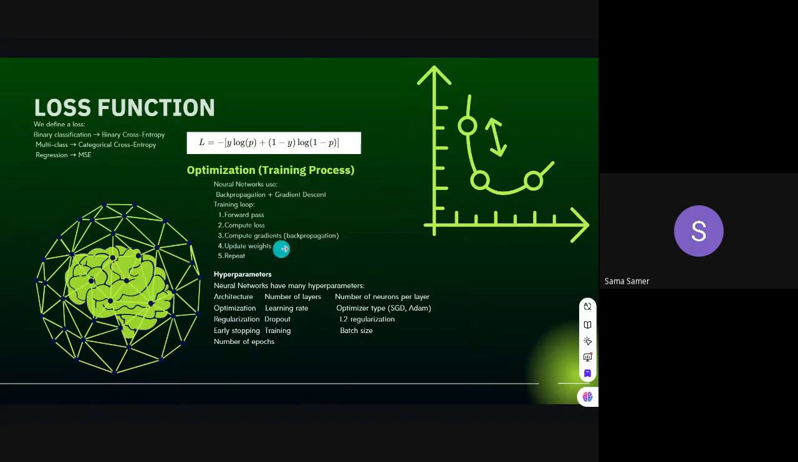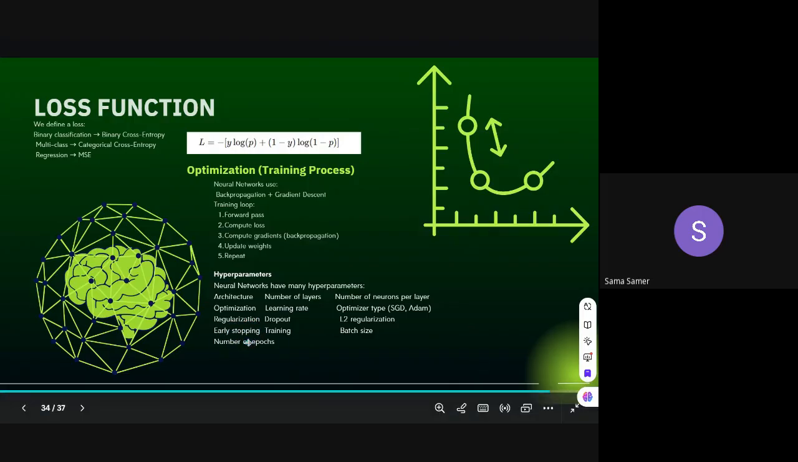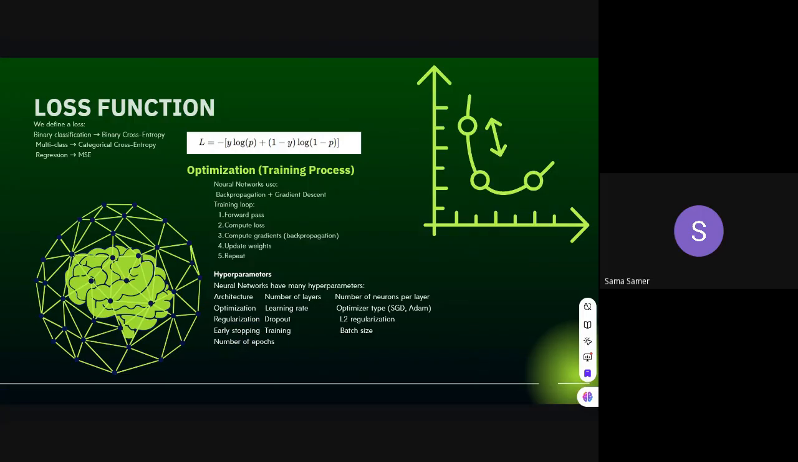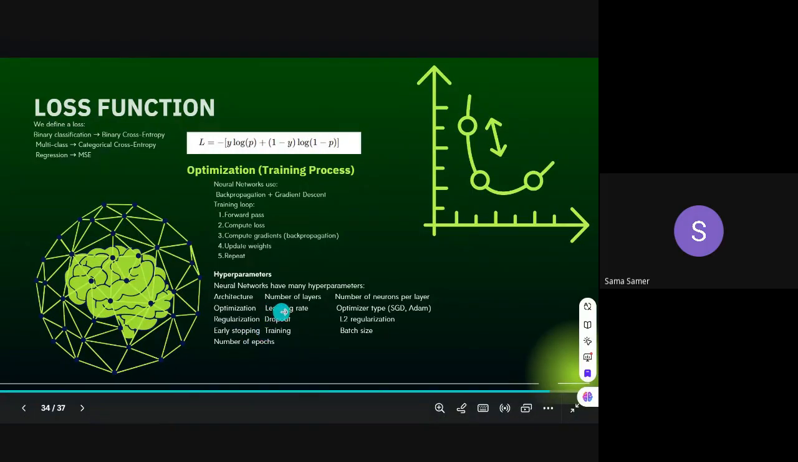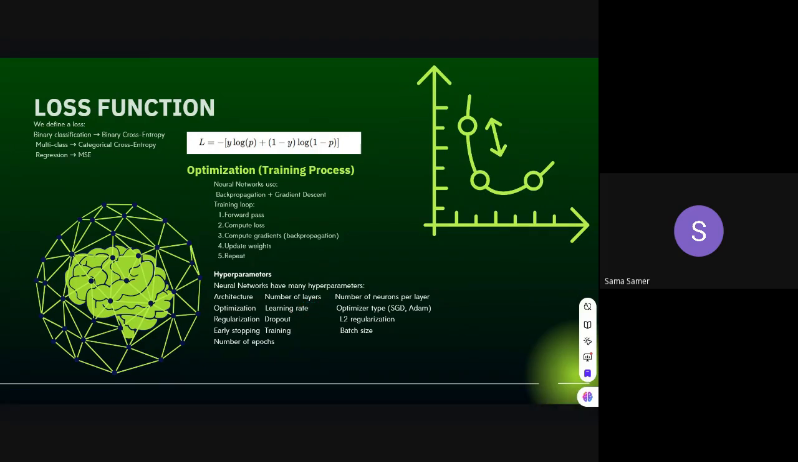And then we compute the gradients, backpropagation, and so on, update the weights, and repeat. We have so many hyperparameters inside neural networks. We have architecture, optimization, and regularization. Early stopping means that we don't have to iterate as much as needed. We can stop at 100 iterations, 20, 30, and so on. Number of epochs, number of layers that we have, we can stop at a specific layer to see the output.